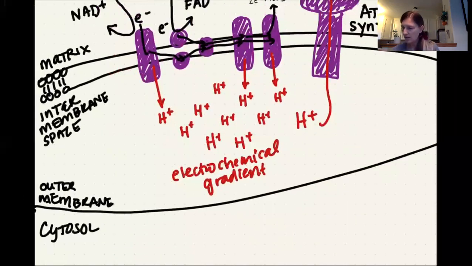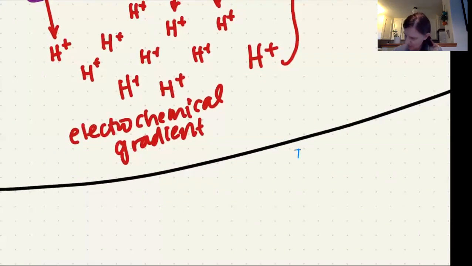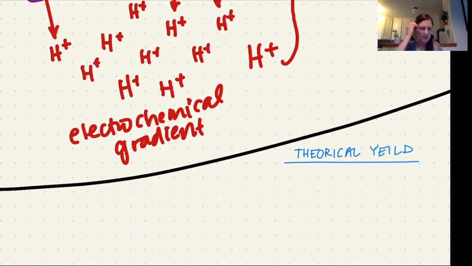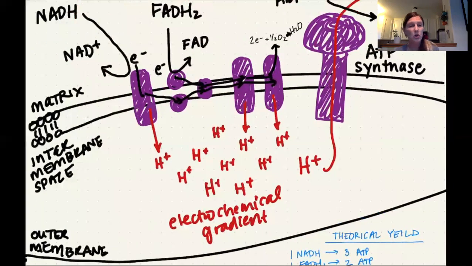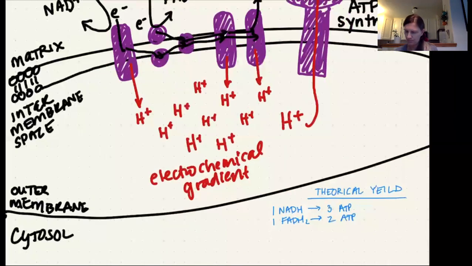All right, a couple of things I want to mention here. This is all about the theoretical yield, and I would not test you on this, but I think it's so cool. So if you have one NADH through the electron transport chain, you're supposed to make about 3 ATP. For one FADH2, you're supposed to make about 2 ATP. And that makes sense because FADH2 starts later in the pathway, so there's less hydrogen buildup, meaning less ATP.